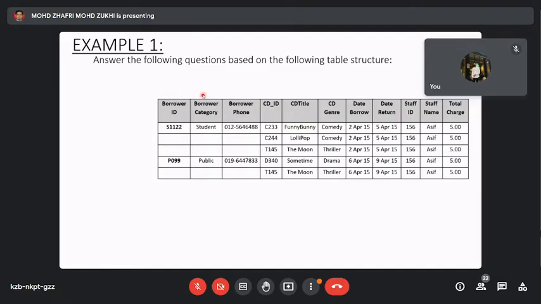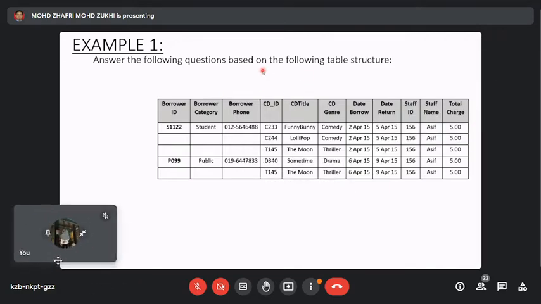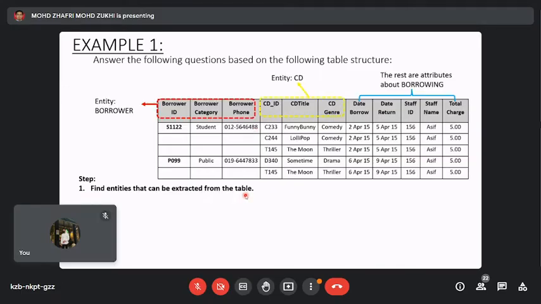From these column attributes, you try to look at what kind of information you can extract from this table. Cuba tengok apakah maklumat, ataupun information, yang kita boleh extract daripada table-table ni. If you take a look at the attribute names, find entities that can be selected from the table. So we know there are borrower ID, borrower category, and borrower funds.